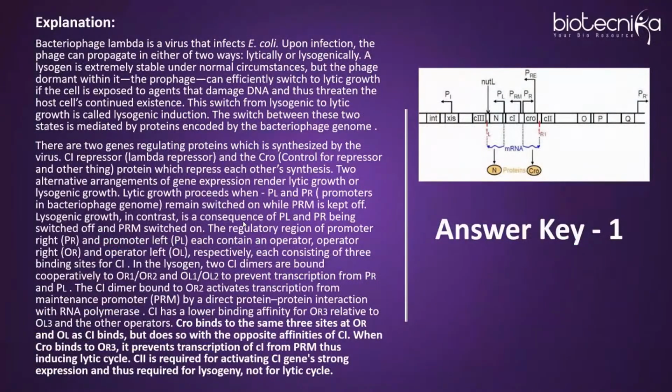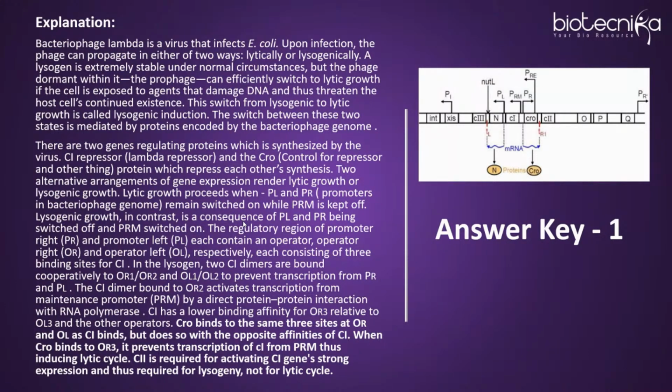So the explanation here is that bacteriophage lambda is basically a virus that infects E. coli, right? This everybody knows. Upon infection, the phage can propagate in two ways: either the lytic cycle will take place or the lysogenic cycle will take place, right? A lysogen is extremely stable under normal circumstances, but the phage dormant within it is the prophage, right? So the prophage is formed when the viral DNA is incorporated within the bacterial chromosome. It can efficiently switch to lytic growth if the cell is exposed to agents that damage the DNA, right?